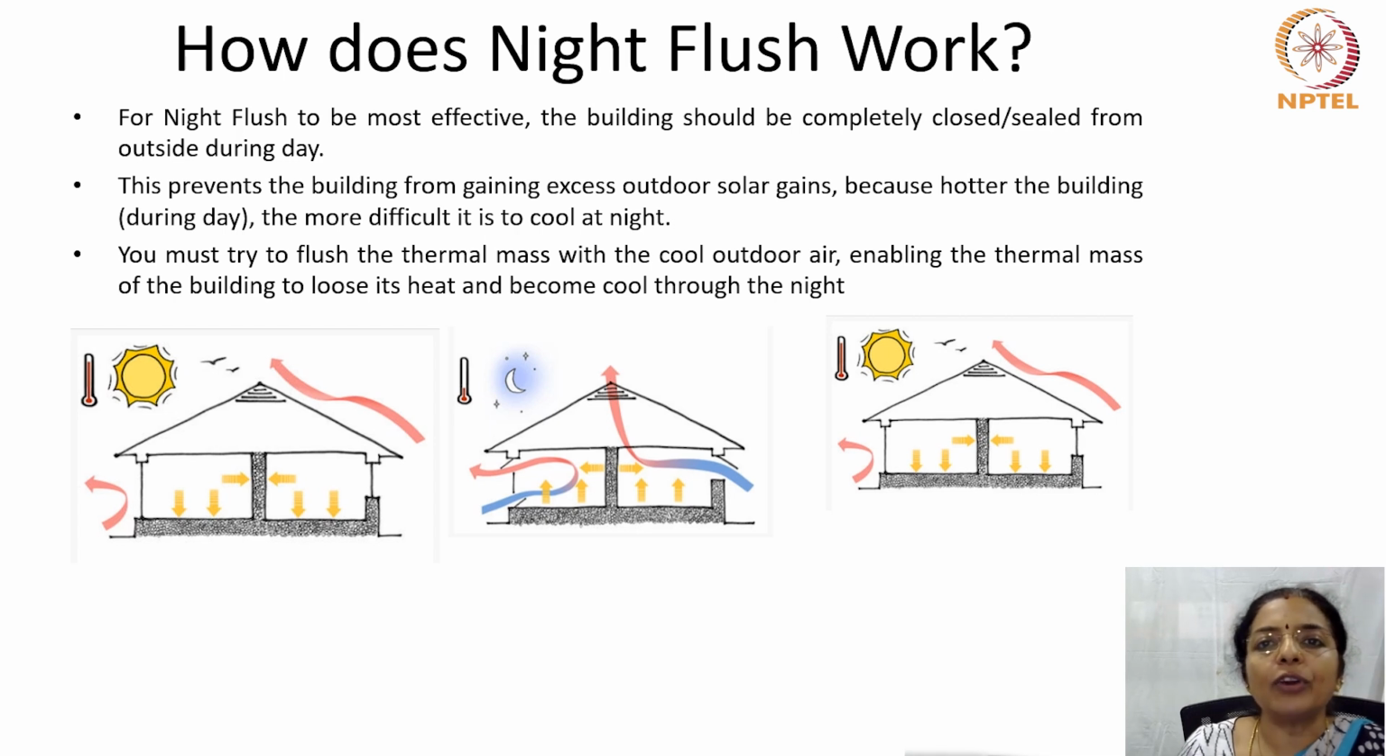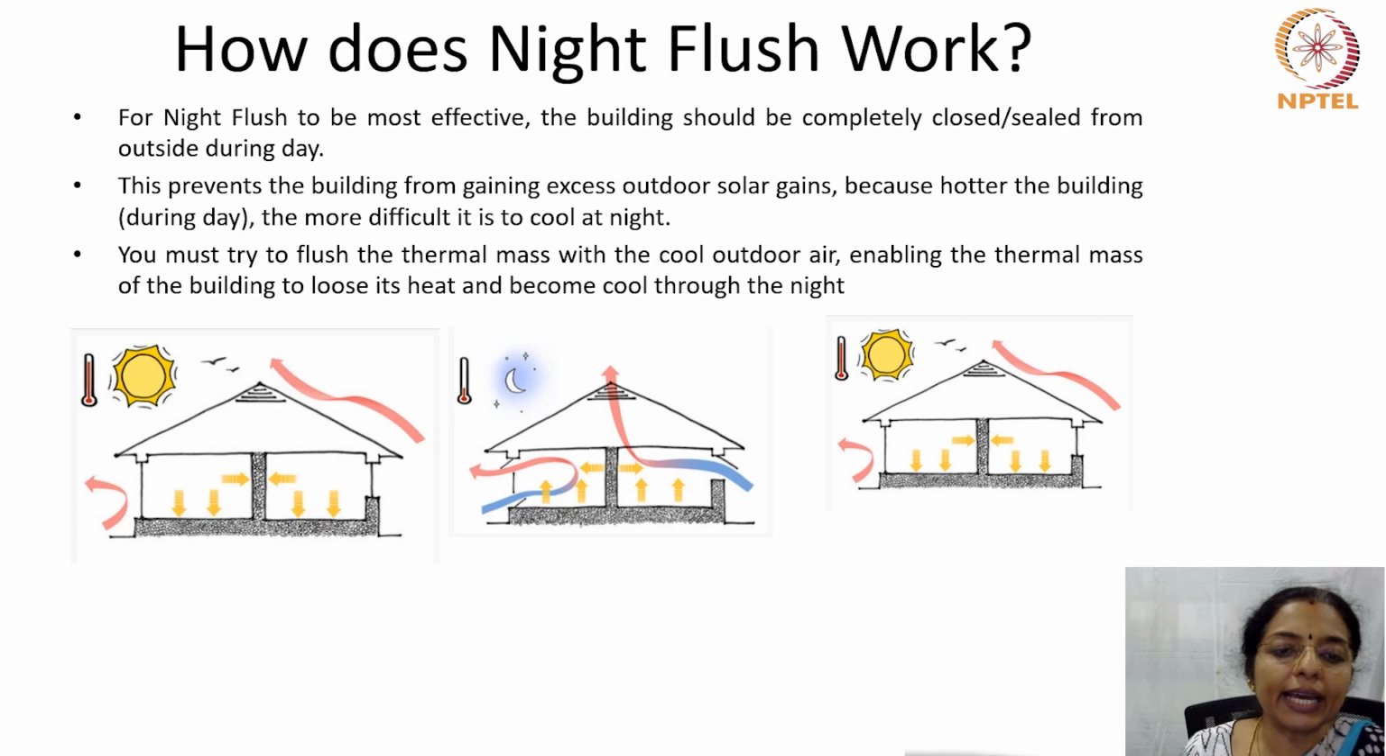Now for night flush to be most effective, the building should be completely closed or sealed from outside during the day. This prevents the building from gaining excess outdoor solar heat, because the hotter the building during the day, the more difficult it is to cool at night. You must try to flush the thermal mass with the cool outdoor air, enabling the thermal mass of the building to lose its heat and become cool through the night.